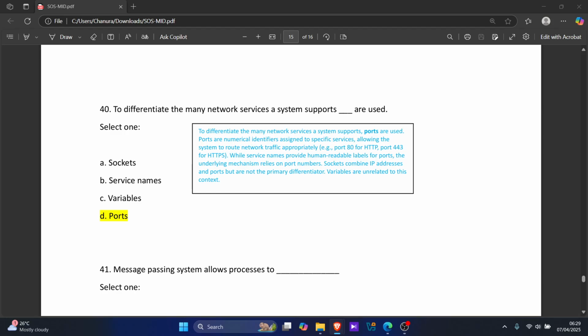The correct answer is D. Ports. Explanation. Ports are numerical identifiers used to distinguish between different network services on a system. Each service is assigned a unique port number to ensure data is routed correctly. Sockets combine an IP address and port to create communication endpoints, but the primary mechanism for differentiating services is ports. Service names are human-readable aliases for ports, while variables are unrelated to this context.